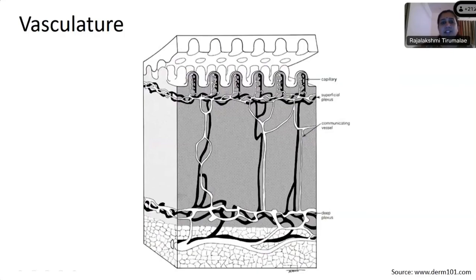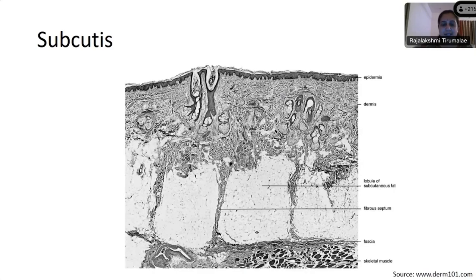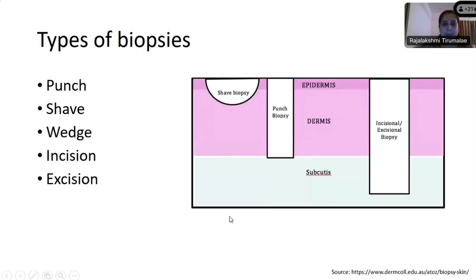The vasculature is perhaps the most important structure in inflammatory diseases. You have the superficial vascular plexus as well as the deep vascular plexus. The superficial vascular plexus is located in the papillary dermis, and the deep vascular plexus is at the junction of the dermis and subcutis. And this has a lot of significance when you're trying to take a biopsy for diseases which affect the blood vessels. And the subcutis, of course, you have the lobules and you have the septum.